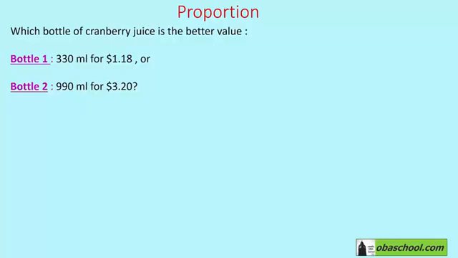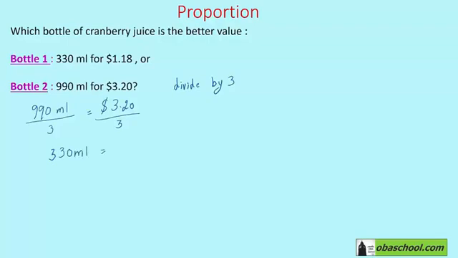Now what we're going to have to do is to try and change the shape of the numbers for bottle 2 so that they are identical and proportional to bottle number 1, and so we can finally compare the costs. So the first thing for bottle 2 is to divide it by 3. 990 milliliters divided by 3 is equal to 3.20 divided by 3.